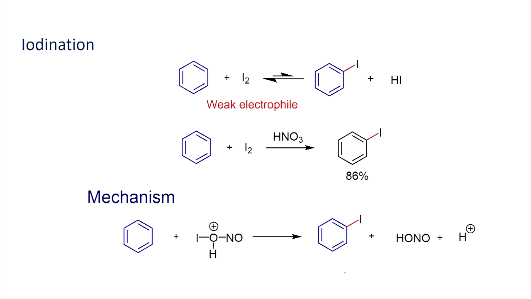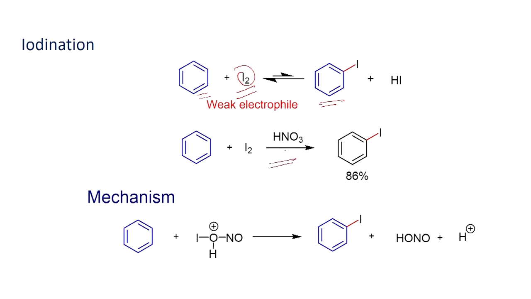You can carry out the reaction with molecular chlorine and bromine. However, when you go for the reaction with iodine, it is a very weak electrophile compared to molecular chlorine and bromine. So as soon as you form the iodobenzene and hydrogen iodide, the reaction is very less effective. It goes back, being a reversible reaction.